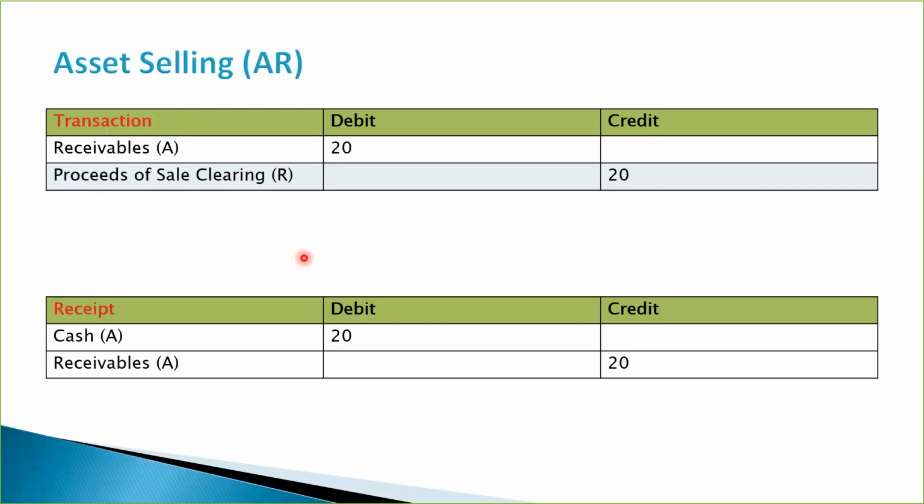So in the receivables part, of course, you will have the transaction whereby you send the customer an invoice in their system. And then when they pay you, they'll give you cash. So your cash will increase, your receivables will go down, your proceeds of sale will remain.